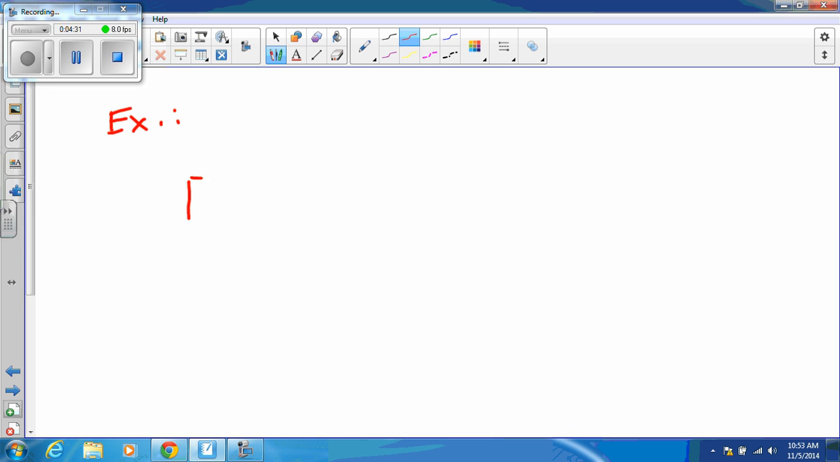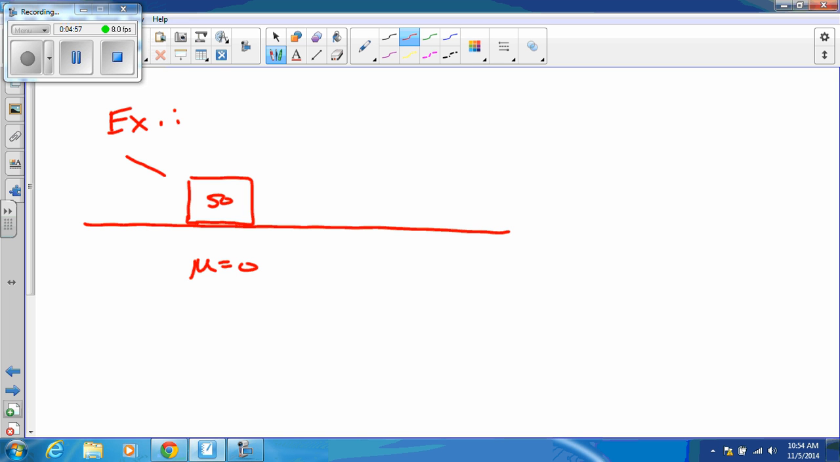First example I want to consider is an object that is experiencing a constant force. And let's make this object maybe a fairly heavy crate of mass 50 kilograms on a frictionless surface. In other words, mu equals 0. Now, I realize that's not physically possible, but what that does is it allows us to analyze the effects of just one single force. And now we're going to have a force of, let's give it 100 newtons at an angle of 30 degrees from the horizontal.